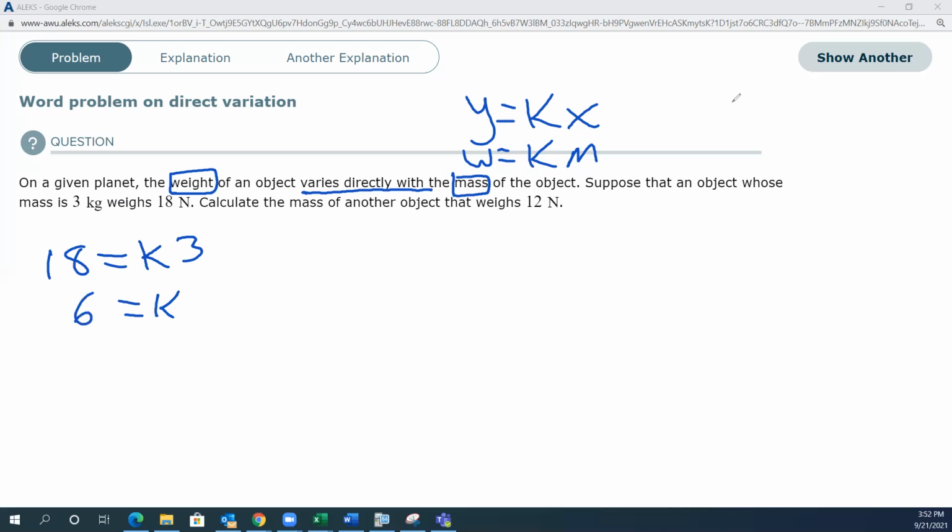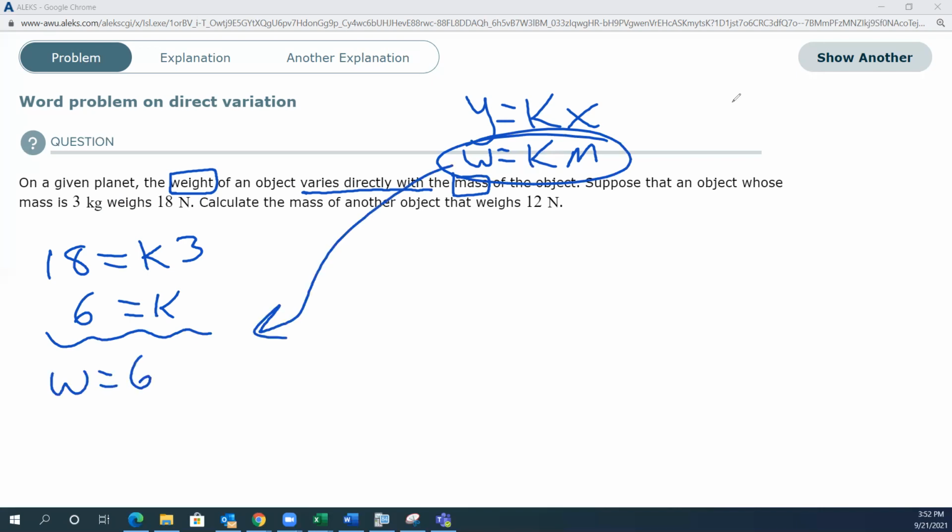And then we can now take this and replace k with 6. 6 newtons per kilogram is what it actually is. All right. So that's that. Now we haven't actually answered the question, but we've done a lot of the work. We've done half of the work to get there, maybe more.